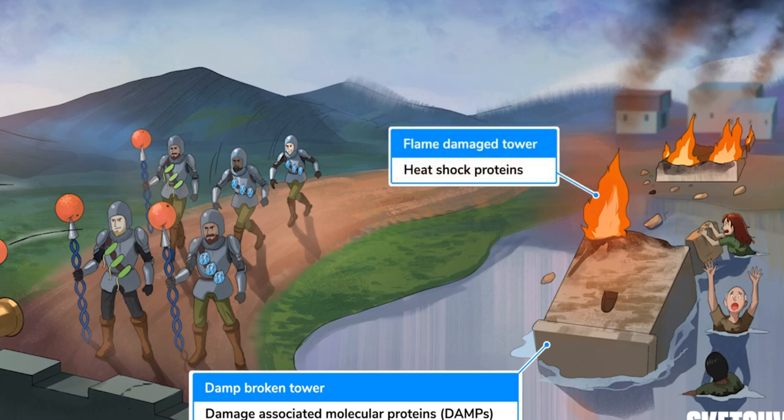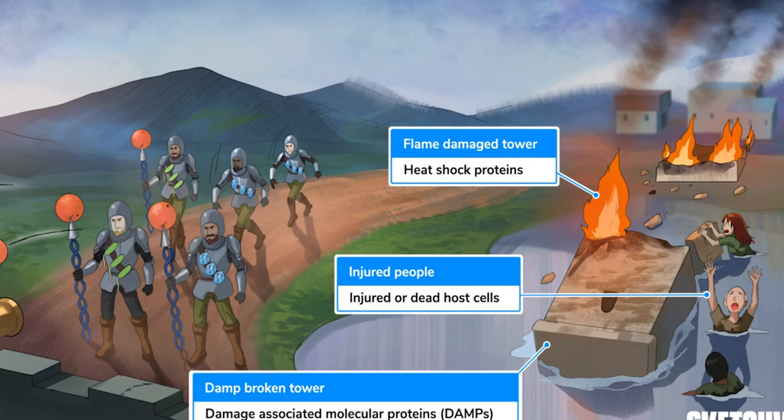Instead of being common molecular patterns found on a pathogen, DAMPs are common patterns found on the surface of injured or dead host cells. And that's why we've got some injured townspeople surrounding this damaged tower. Heat shock proteins, which are associated with cell damage, are a good example of DAMPs. So, ironically, we've lit this tower on fire, so you remember this common type of DAMP.